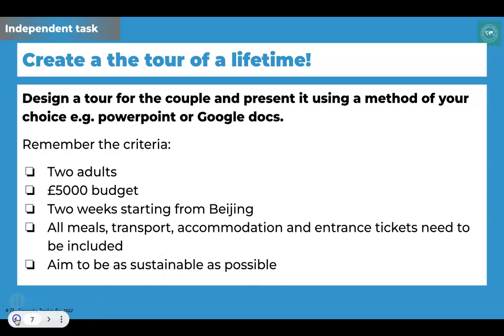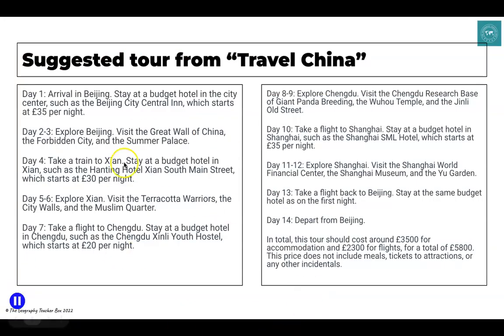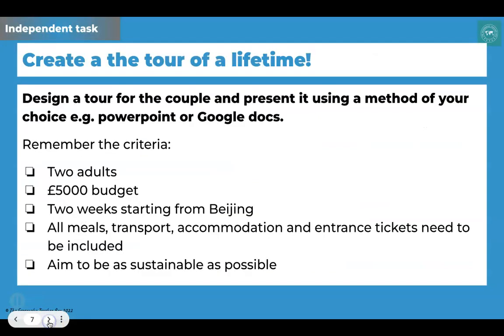It can be nice and straightforward, like the example that we've seen. So you could present it just like that, or you might want to go into a bit more detail, add some pictures and so on of where you're choosing. Okay, but remember the criteria. You need to try and include as many of these things as possible, bearing in mind it's for 2 people.